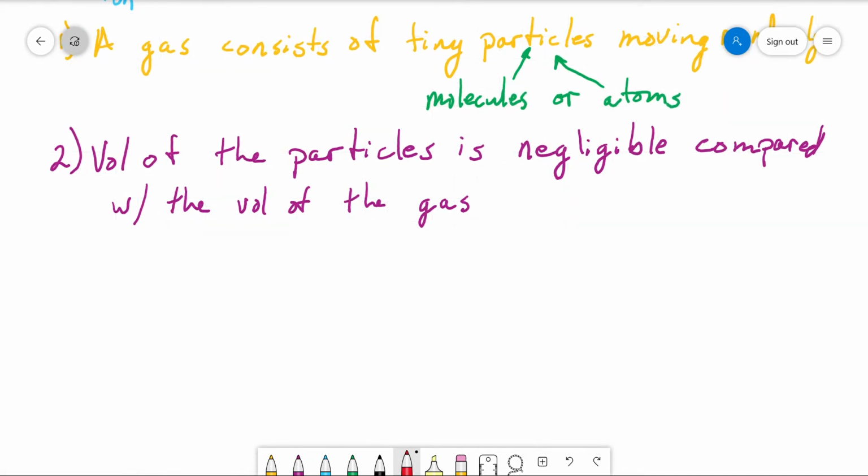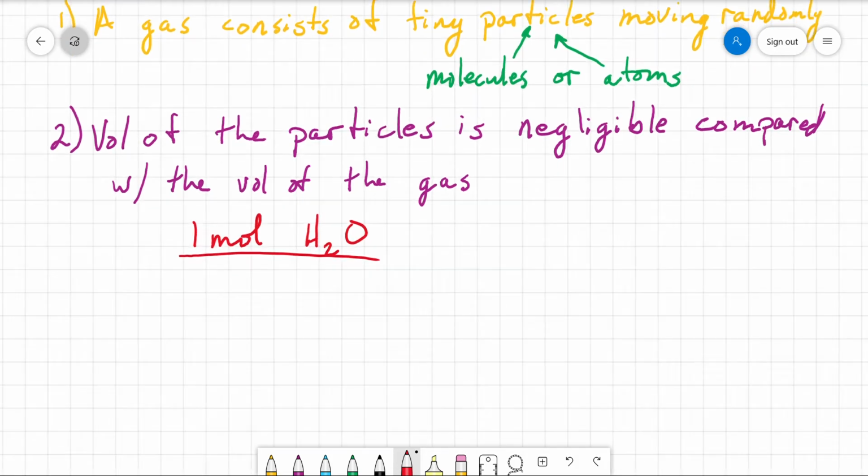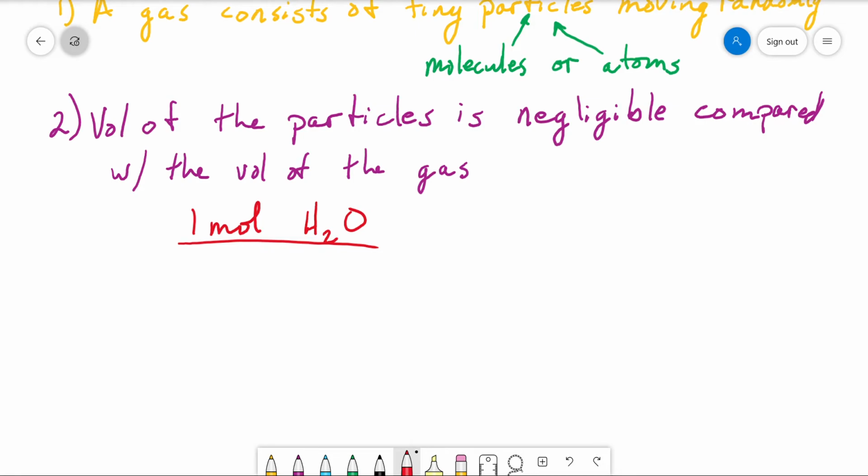Let's just talk about 1 mole of water. So I'll see if you guys can think of what the volume of 1 mole of liquid water is. What volume would it take up? Well, it has a density of 1 gram per milliliter, a molar mass of 18 grams per mole. So 1 mole of water, liquid, is about 18 milliliters.